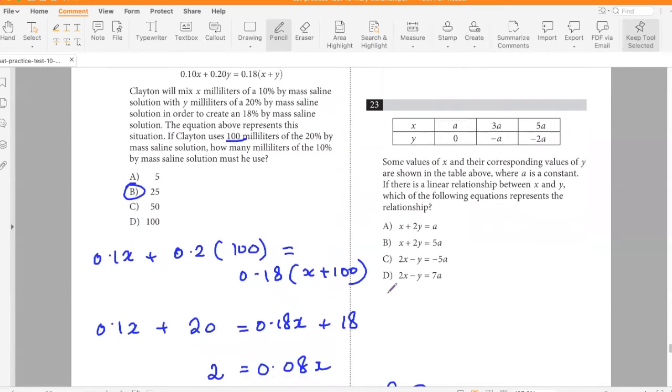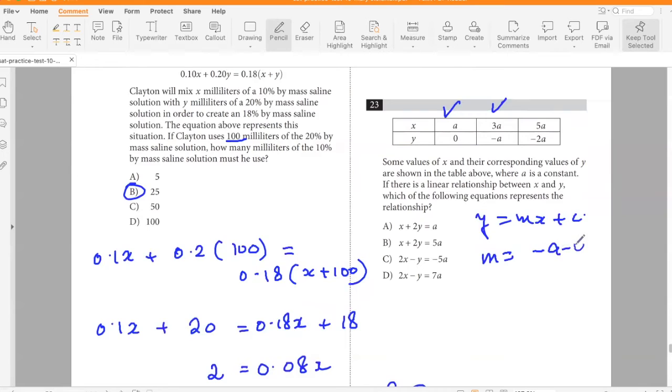Some values of x and their corresponding values of y are shown in the table above, where a is a constant. If there is a linear relationship between x and y, which of the following equations represents that relationship? So we can use y equals mx plus c, where m is the slope and c is the y-intercept. So we can find the slope using this and this.